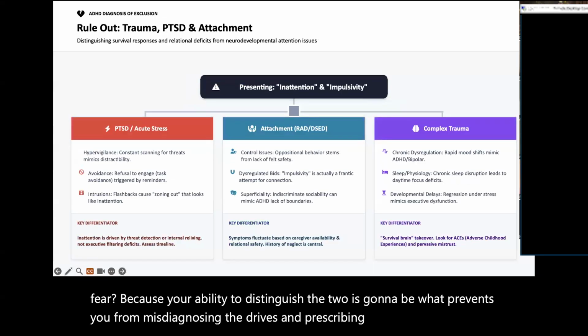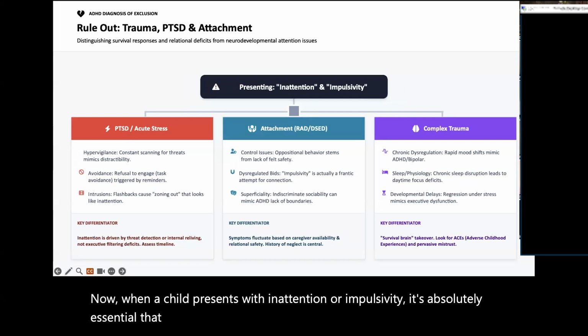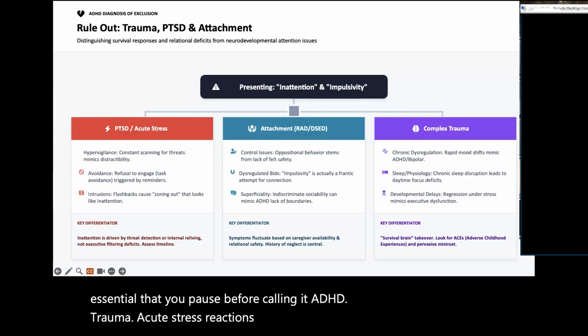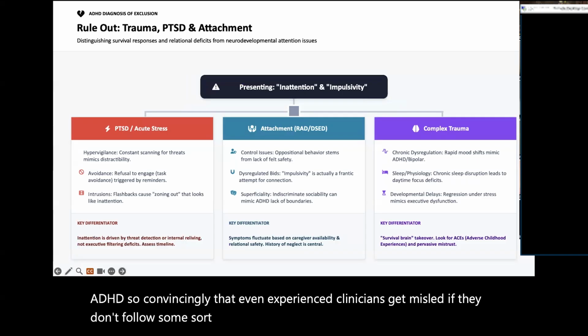Now, when a child presents with inattention or impulsivity, it's absolutely essential that you pause before calling it ADHD. Trauma, acute stress reactions, and attachment disturbances can imitate ADHD so convincingly that even experienced clinicians get misled if they don't follow some sort of structured process for diagnosis.